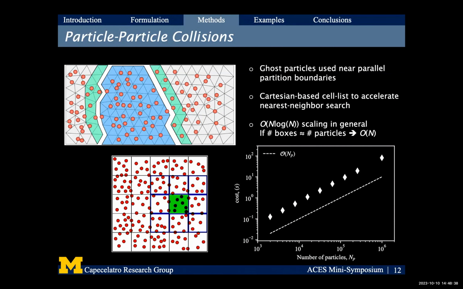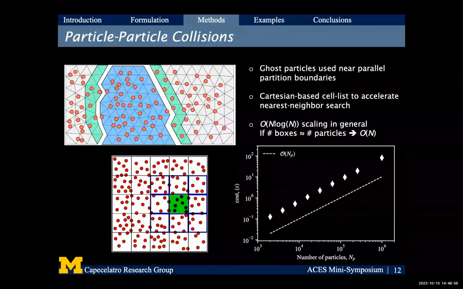And what's interesting is, if you are strategic in how you choose the box size, you can get order n scaling. This is showing up to 1 million particles doing the neighbor detection that we would need for collisions, and it scales like order n. There are very few algorithms out there that allow for that, and so we're pretty pleased with this.